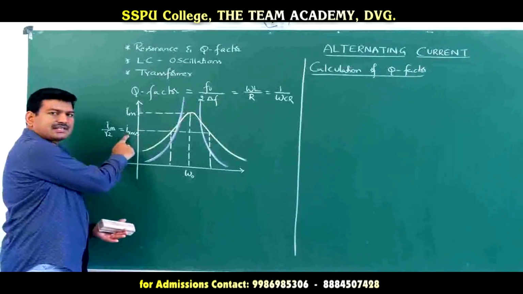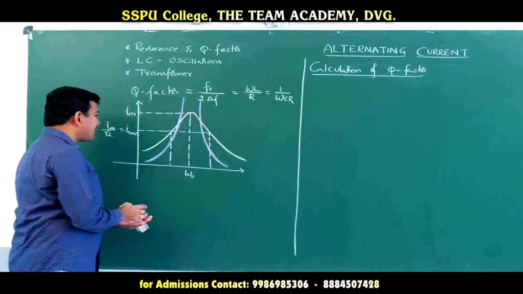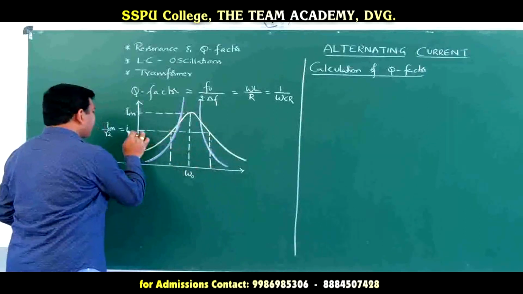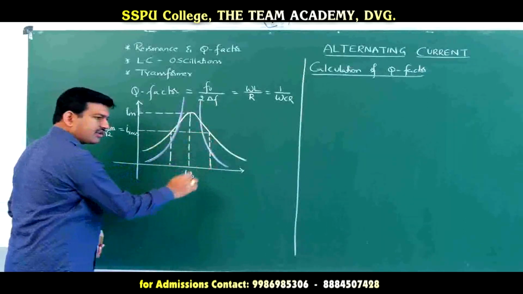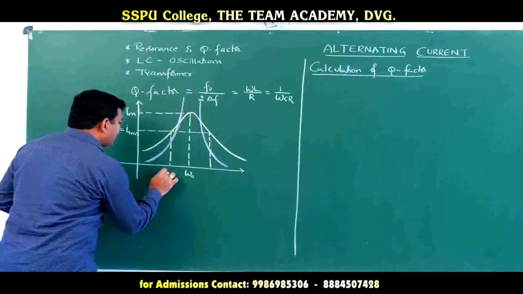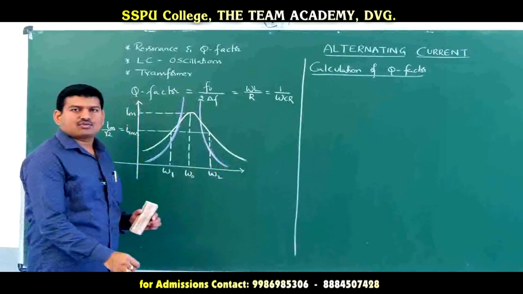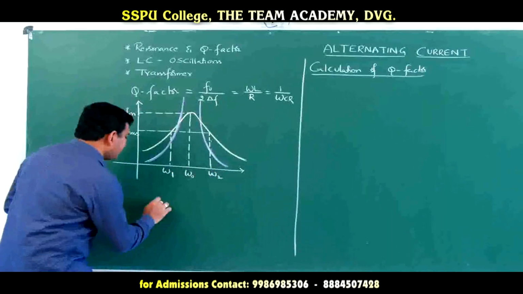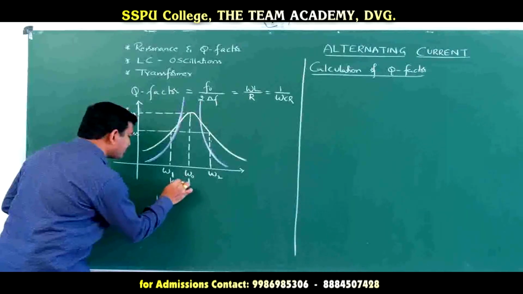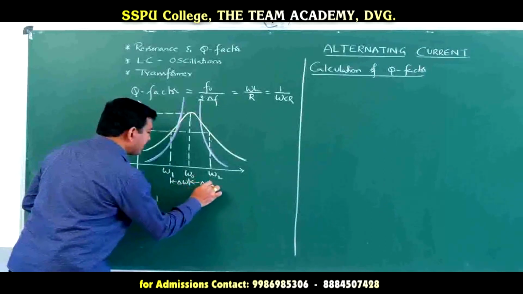And for this RMS current, the power in the circuit becomes half of its maximum value. Hence, these two frequencies, or the frequencies corresponding to the RMS current, are called the half power frequencies. Let me take this as omega 1 and this as omega 2. How to write this omega 1 and omega 2? Here, let me choose this gap, the difference in the two frequencies, equal to delta omega, and this is also equal to delta omega.